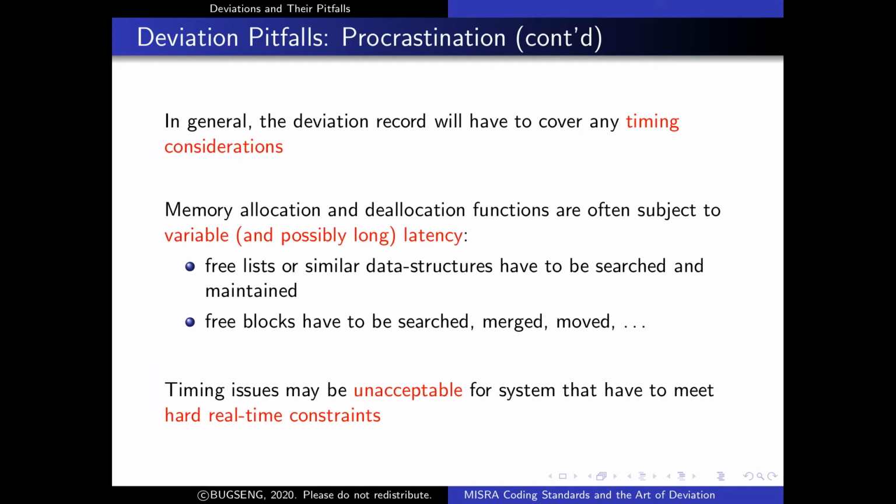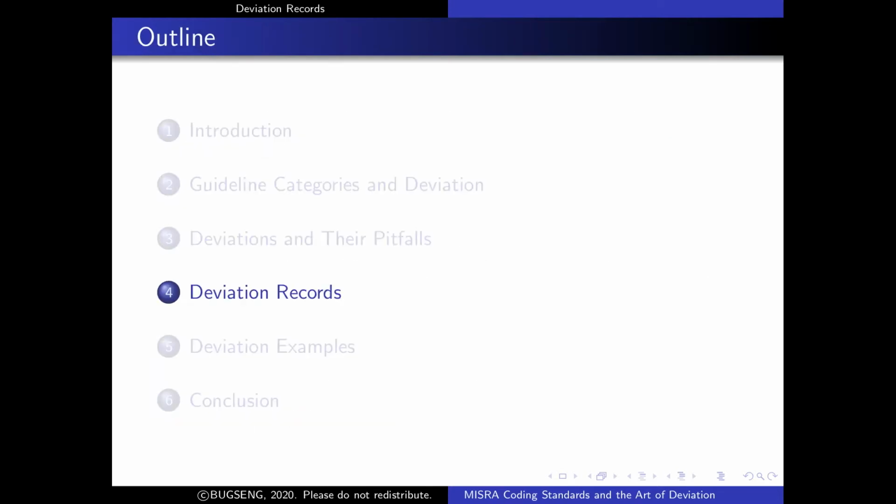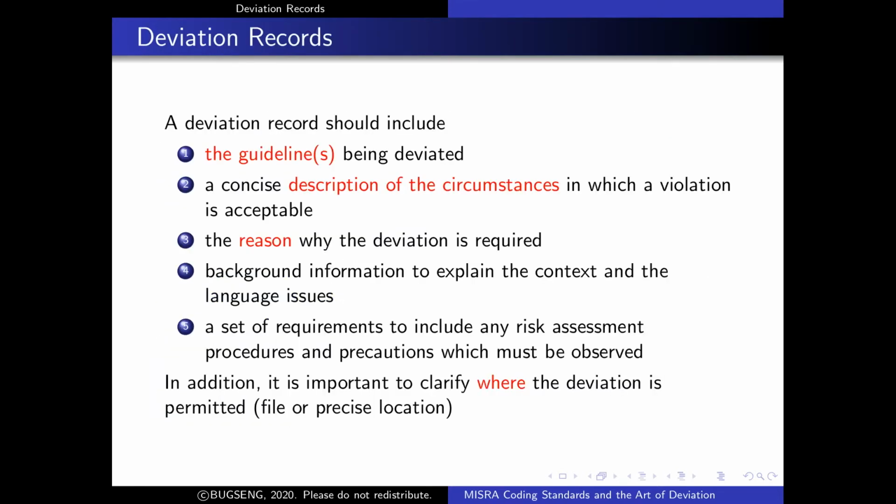Procrastination, I said this is an extreme example. If you want to use dynamic memory allocation, you should be prepared to write a very detailed and possibly quite long deviation record in order to justify the use of dynamic memory allocation. So deviation records. A deviation record is a document.